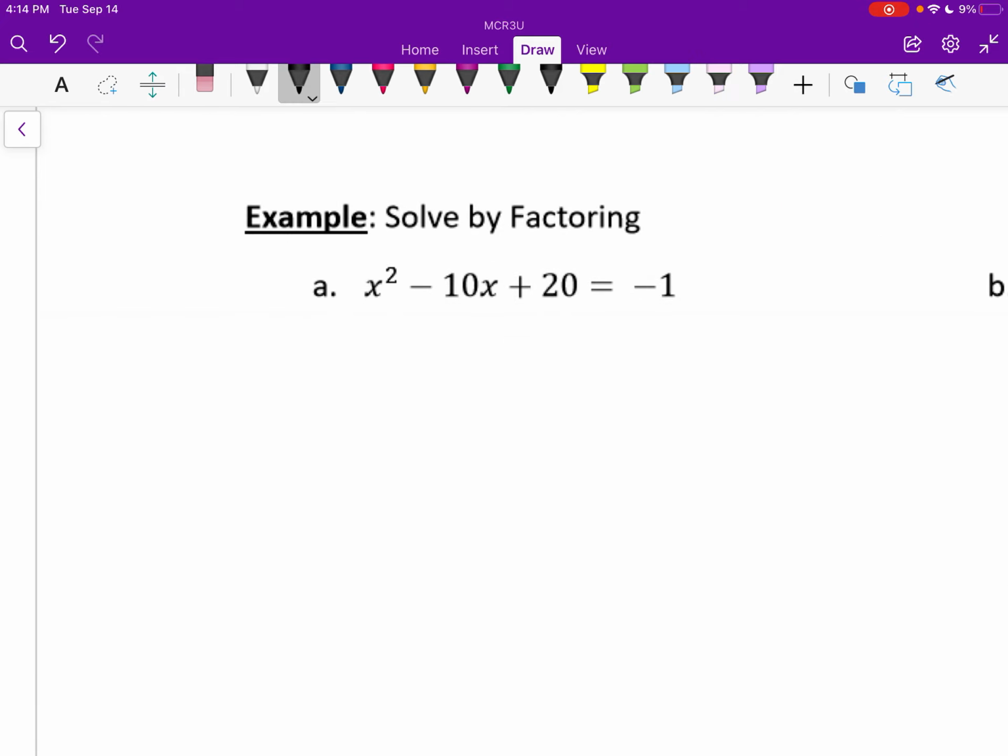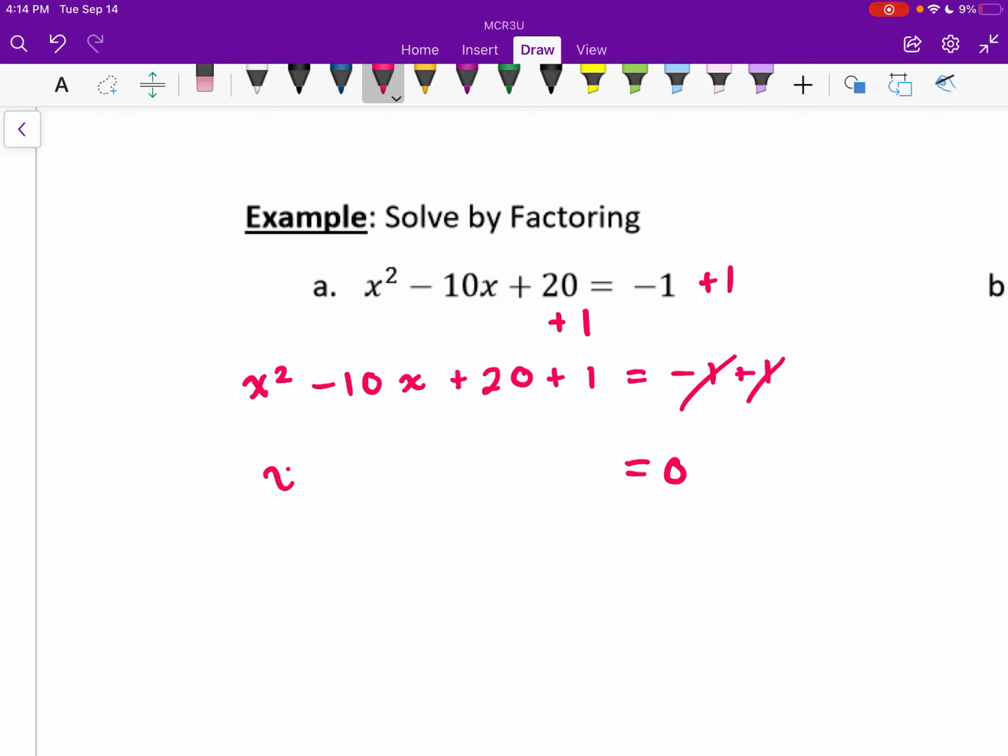So if I'm given something like this, I want everything on this side to equal 0. So I want to get rid of that -1 over there, right? So let's move it over. To get rid of the -1, we're going to add a +1 to both sides. So I'm left with x squared minus 10x plus 20 plus 1 equals -1 plus 1. This is going to give me 0, right? So I'm left with x squared minus 10x, 20 plus 1 is just 21.